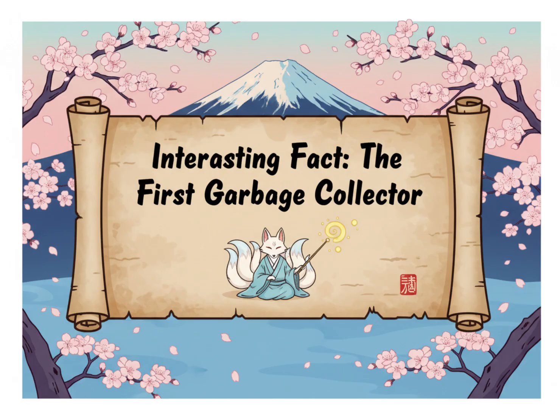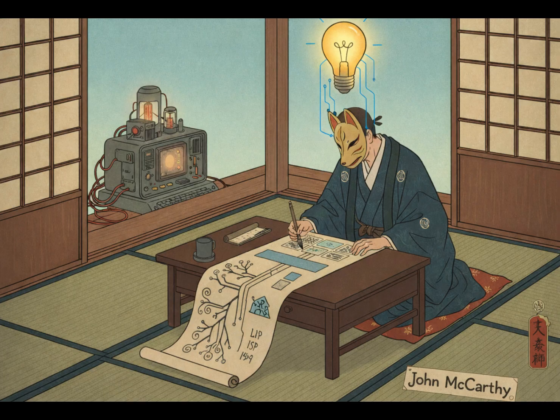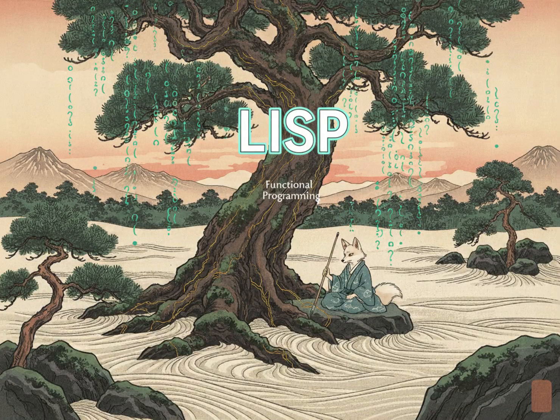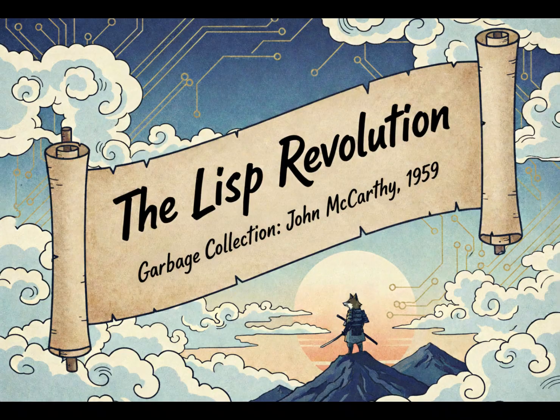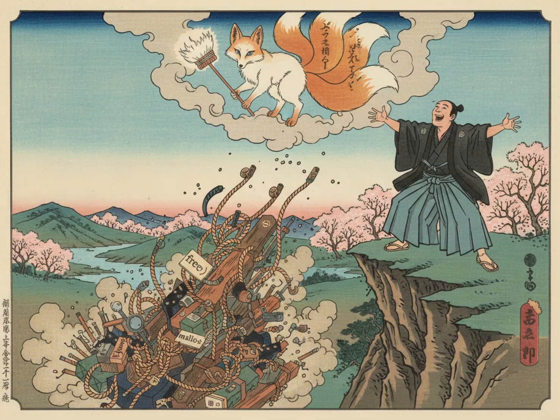An interesting fact: the first garbage collector was invented in 1959 by John McCarthy for Lisp, one of the oldest high-level programming languages. It was revolutionary because programmers no longer had to manually free memory.